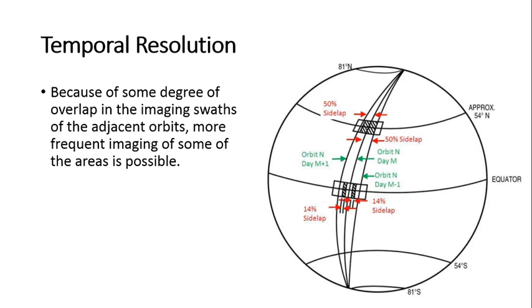So when you talk about the polar region, its temporal resolution is much higher compared to the equatorial region. As you move towards higher latitude, changes will occur in the same manner. Therefore, in the polar region the side lap is more, and therefore more frequent images are available for the polar region.